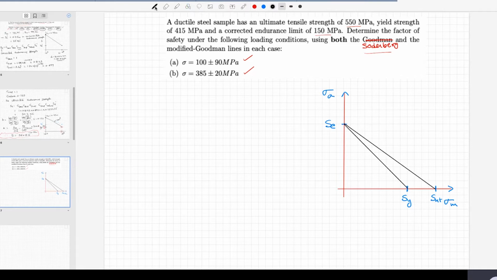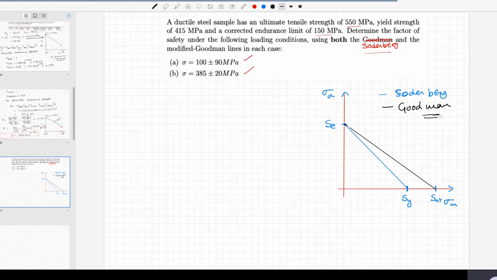Maybe I will draw the Soderberg line with a different color just to distinguish these two. So let me draw the Soderberg line with blue color. Okay, so the blue line is the Soderberg line, between Se and Sy. So this is Soderberg, and the black one is Goodman or modified Goodman. Okay. So these are the failure surfaces.